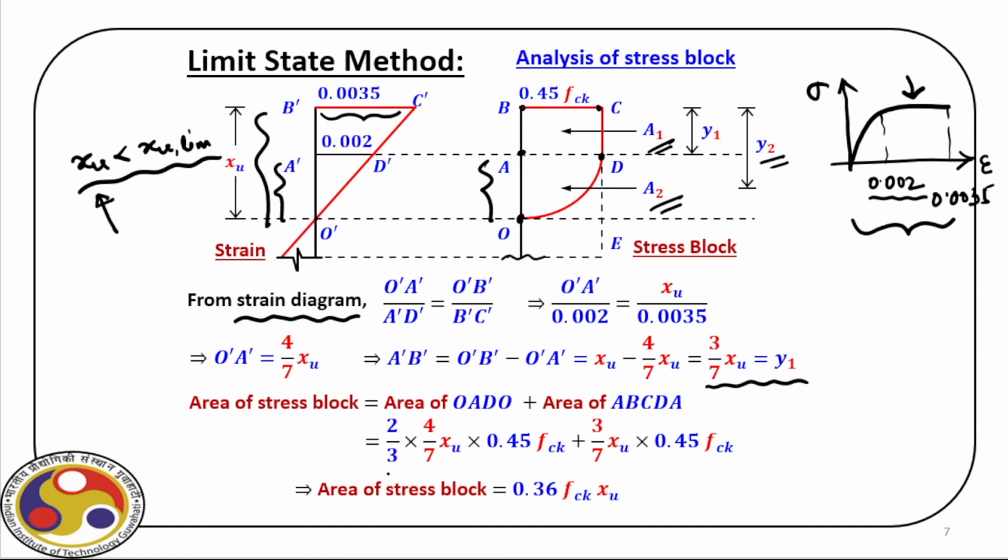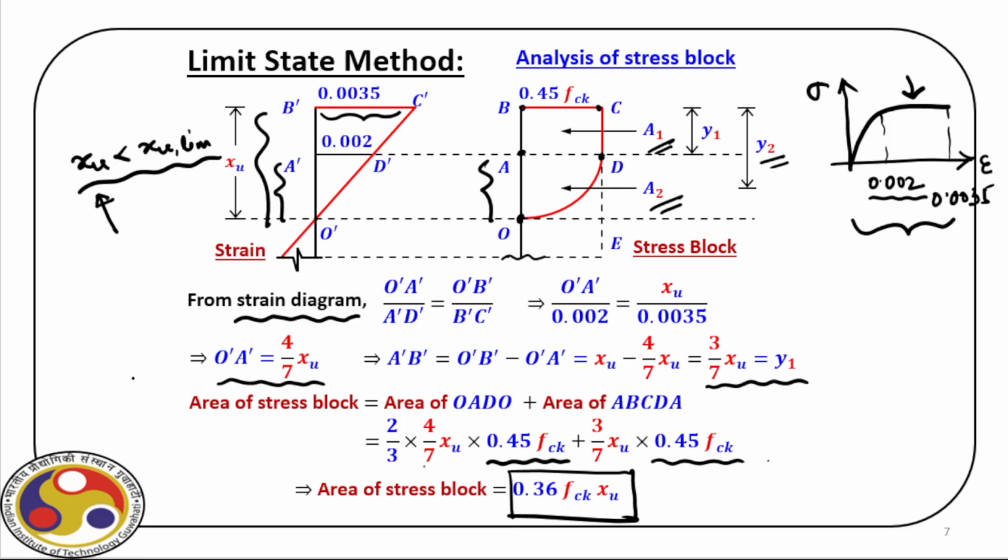Now for this parabolic part, we have 2/3 times 4 by 7 XU, which is O prime A prime. We have already evaluated that, times 0.45 FCK. So we have already discussed the value of stress of concrete, that is 0.45 FCK, if you recall, plus 3/7 XU times 0.45 FCK. So the area of the stress block, it is very important. So we get 0.36 times FCK times XU.